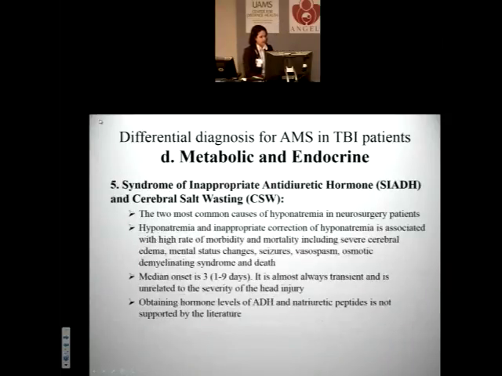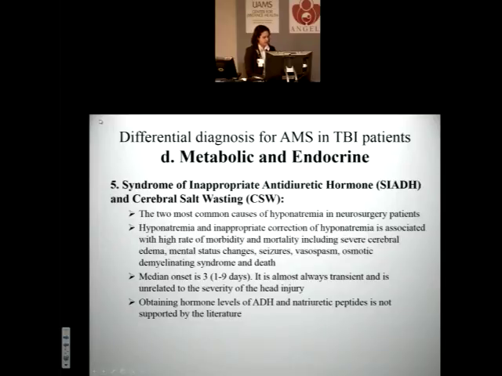This is in contrast with the syndrome of inappropriate antidiuretic hormone and cerebral salt wasting. These two syndromes are the most common causes of hyponatremia in the neurosurgical population. Hyponatremia and inappropriate correction of hyponatremia is associated with a very high morbidity and mortality rate, including severe edema, mental status changes, seizures, vasospasm, and of course, pontine osmotic demyelinating syndrome. The median onset is 3 days. It's almost always transient and unrelated to the severity of the injury, which is an interesting point here.